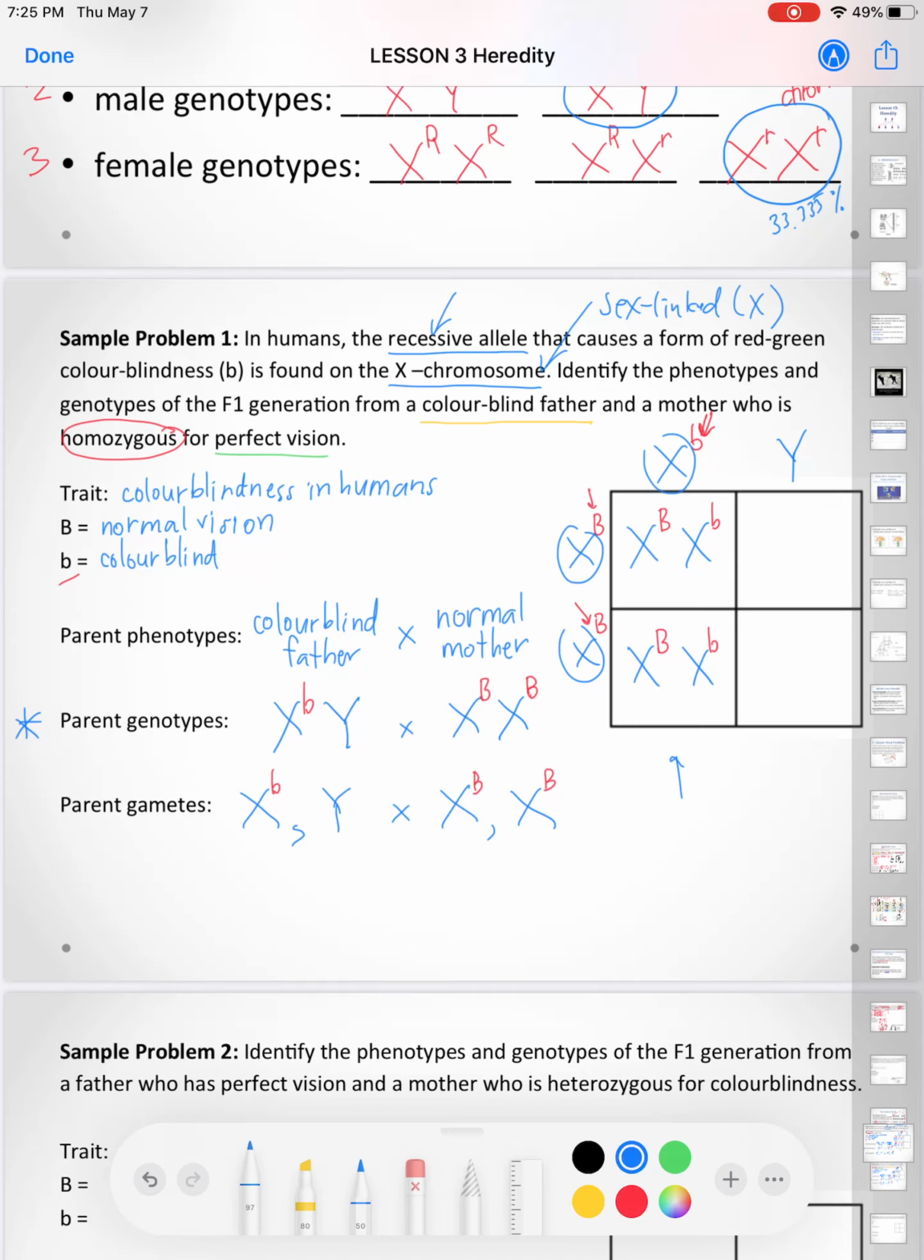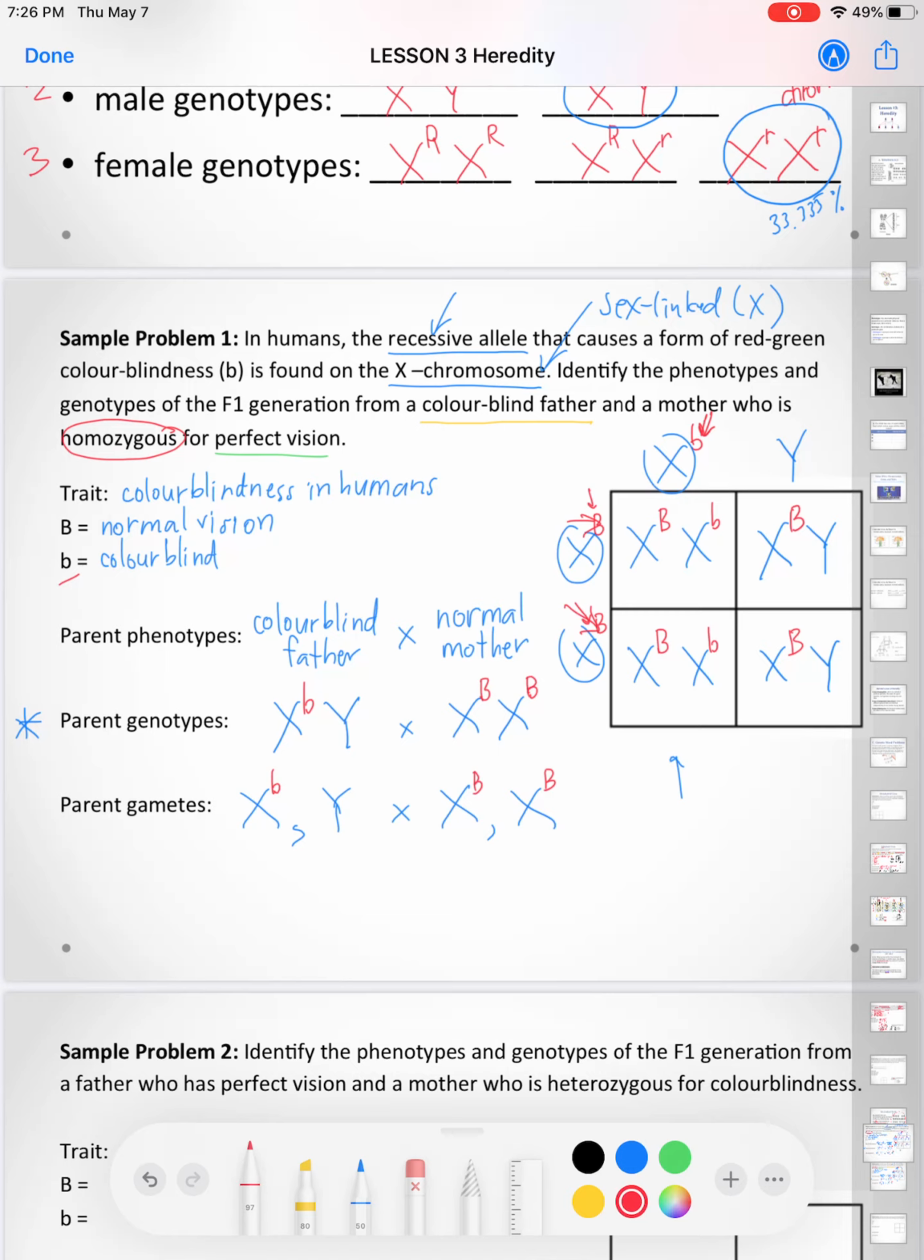Okay, so let's go in for the males. So again, we always put the X first for an X and a Y for the males. Okay, and now we're really just looking at the B's that are on the mother's chromosomes, okay? Or on the mother's X chromosome. So we have here a capital B from this one and another capital B from this one.